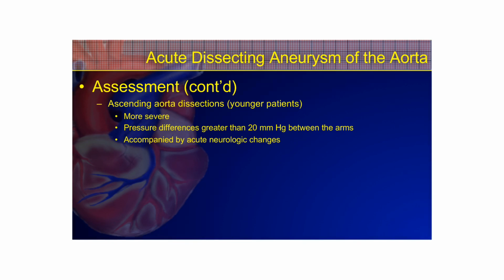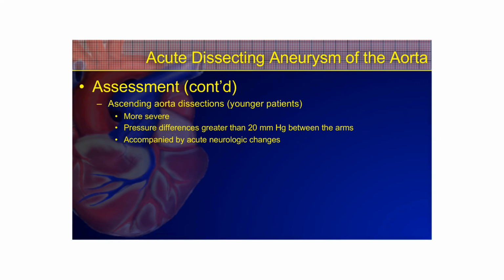So ascending aortic dissections occur in younger patients that are previously in good health, and one or more of the vessels of the aortic arch is compromised with these, and the pressure may be different between arms. So you may have a pressure that's 20 millimeters of mercury or greater in difference between the left arm and the right arm, and that's an indication of an aortic aneurysm.